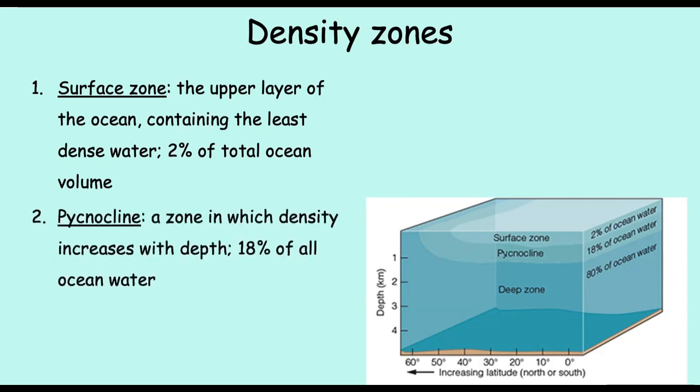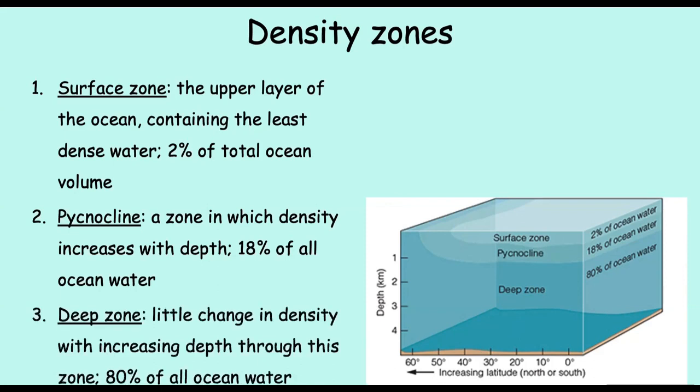The pycnocline, the zone in which density increases with depth. It's about 18% of all ocean water. And the deep zone, where there's very little change in density with increasing depth. And it's about 80% of the ocean water.